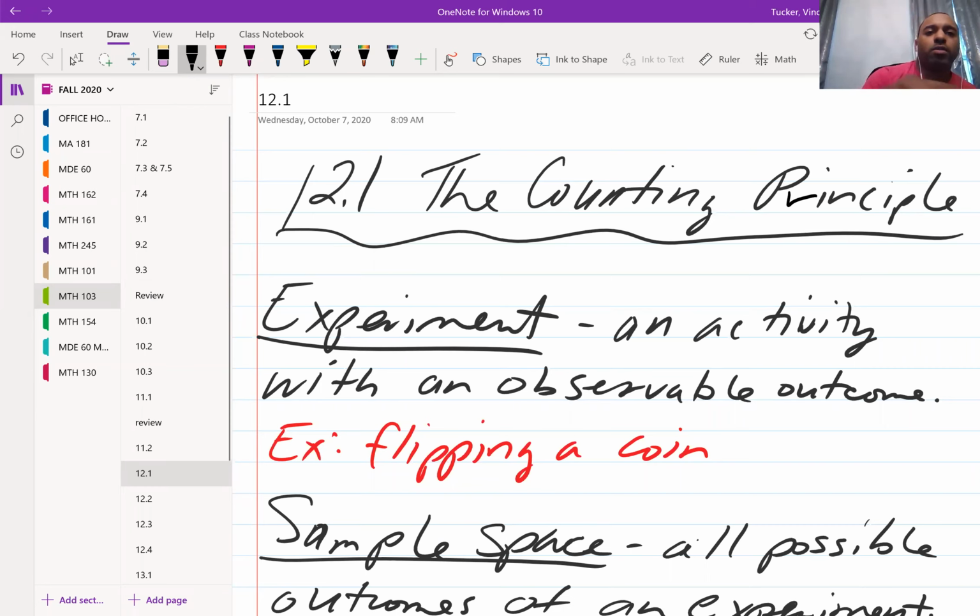All right. So we're looking at 12.1 today, the counting principle. May be able to get into 12.2. We'll see.